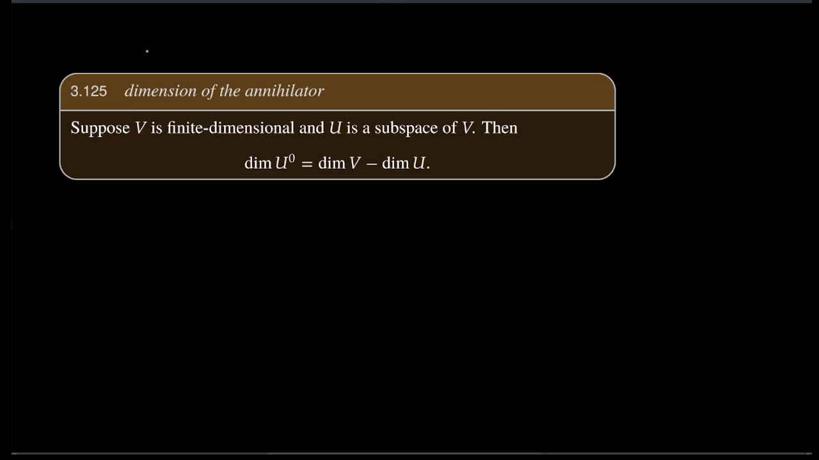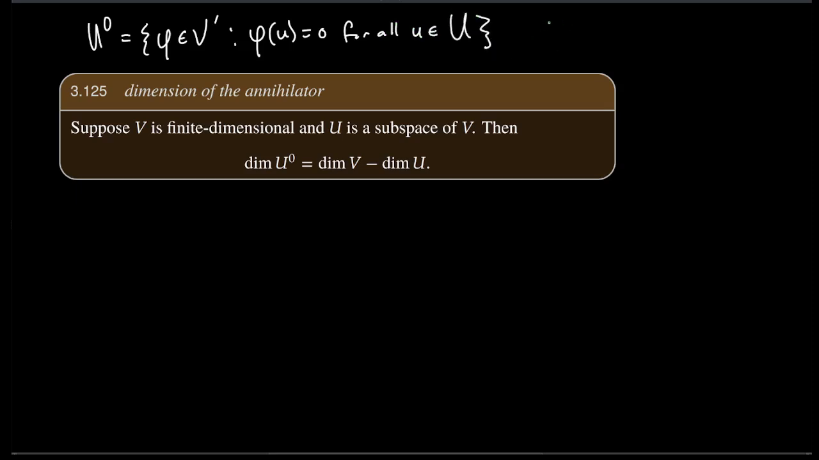So, last time we wrapped up by talking a little bit about the annihilator of a subset. Recall, U⁰, the annihilator of U, is the set of all φ in V' such that φ(u) is equal to 0 for all u in U. These are just all of the linear functionals that vanish on that subset, that is, are equal to 0 for every element in that subset.